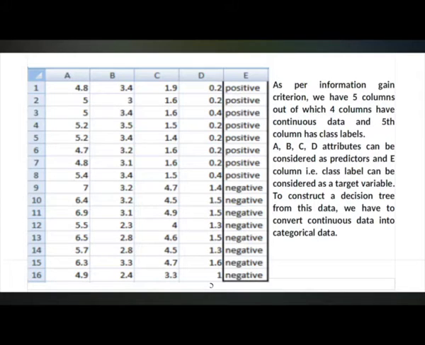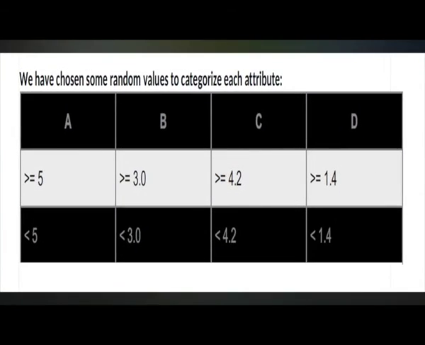To construct a decision tree from this data, we have to convert continuous data into categorical data. We have chosen some random values to categorize each attribute. For attribute A, greater than or equal to 5 and less than 5. For attribute B, greater than or equal to 3.0 and less than 3.0. For attribute C, greater than or equal to 4.2 and less than 4.2. For attribute D, greater than or equal to 1.4 and less than 1.4.